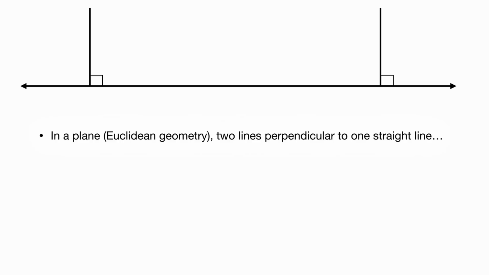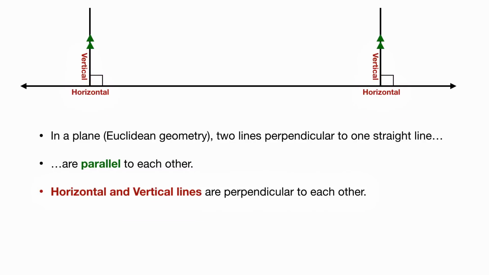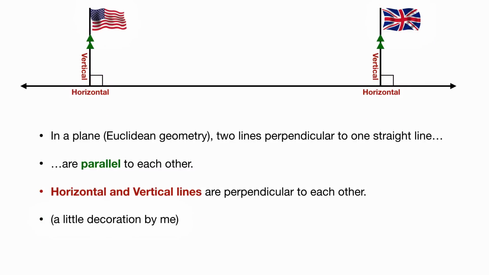In a plane, Euclidean geometry, two lines perpendicular to one straight line are parallel to each other. Horizontal and vertical lines are perpendicular to each other, and here I'll add some visual flair. Therefore, the Earth cannot be a globe. Let's illustrate this with a map.